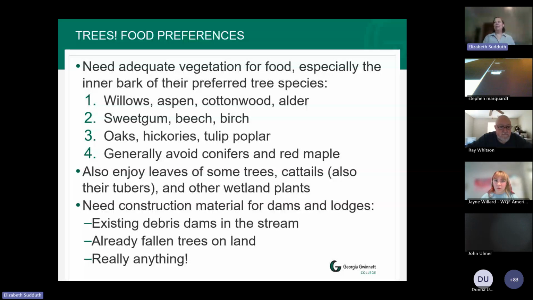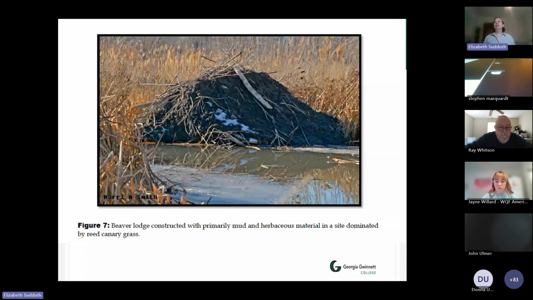So here is a classic beaver dam. This is in Blue Heron Nature Preserve in the middle of Atlanta. They had been doing just fine there, building lots of great dams. And this is a classic lodge. So the dams are constructed for flooding. The lodges are where they live. If they live in a lodge, they may also live in bank burrows. And so this is a very classic lodge. This one actually, as you can see, doesn't have as much wood in it because it's built in the middle of a reed canary grass marsh. And so it's got a lot of herbaceous material and just lots of mud.